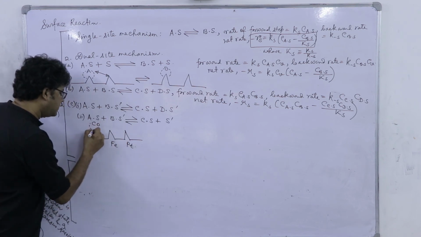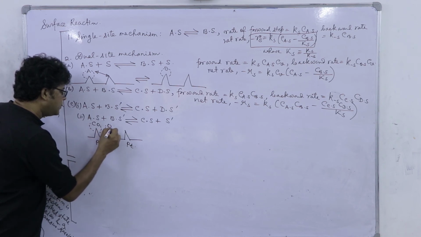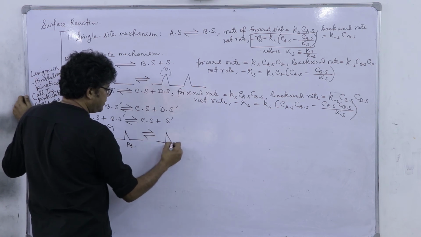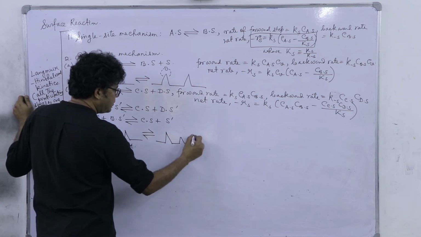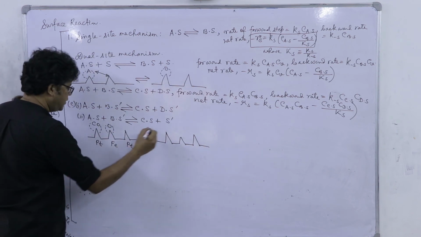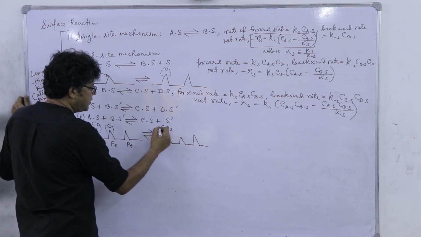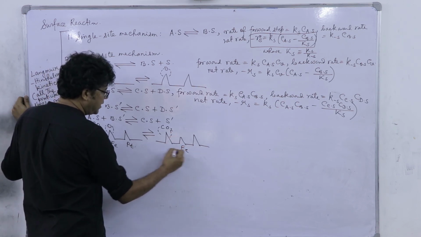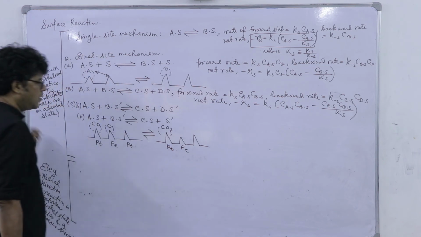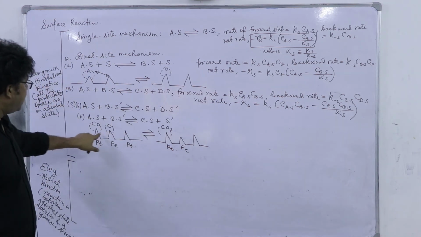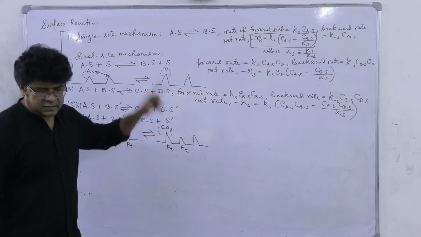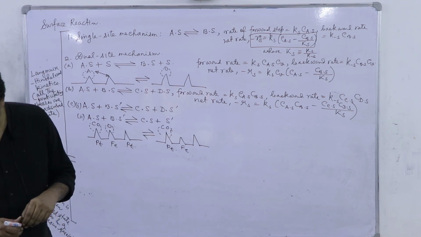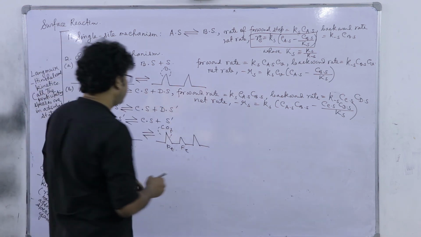Here carbon monoxide is adsorbed, here oxygen is adsorbed, giving carbon dioxide here, and this is the free iron site, while the platinum site is still occupied. So, this is S', this is S, and this is S'. For these two conditions, what will be the net rate?